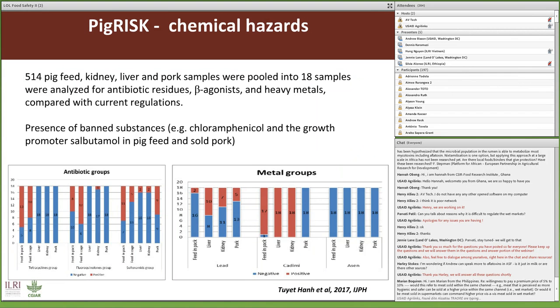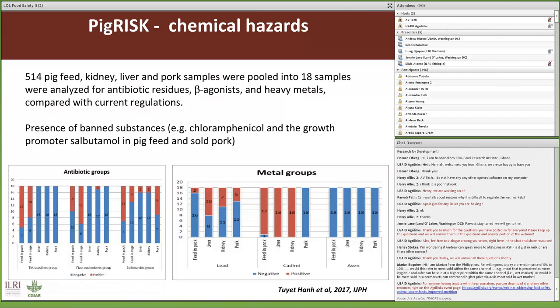When we look at the chemical hazard, I remind you, chemical here in our context means antibiotic residues, some heavy metals, but also growth promoters like beta agonist and salbutamol that was actually banned by Vietnamese law. Because Vietnamese people are concerned a lot about chemical hazards, we want to understand if the risk is really coming from the chemical hazard.